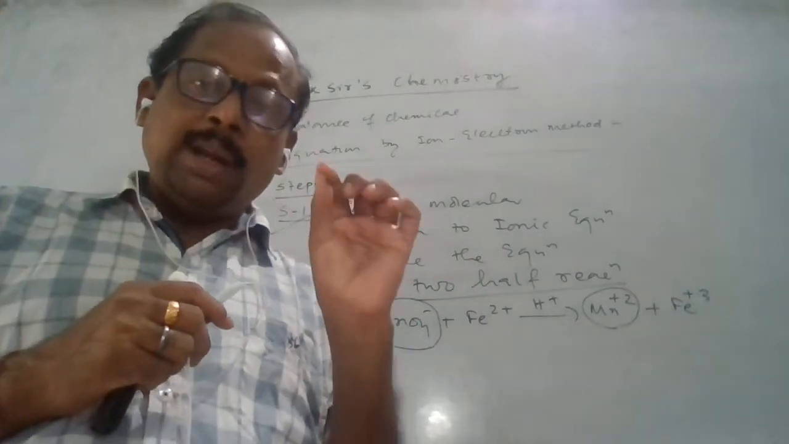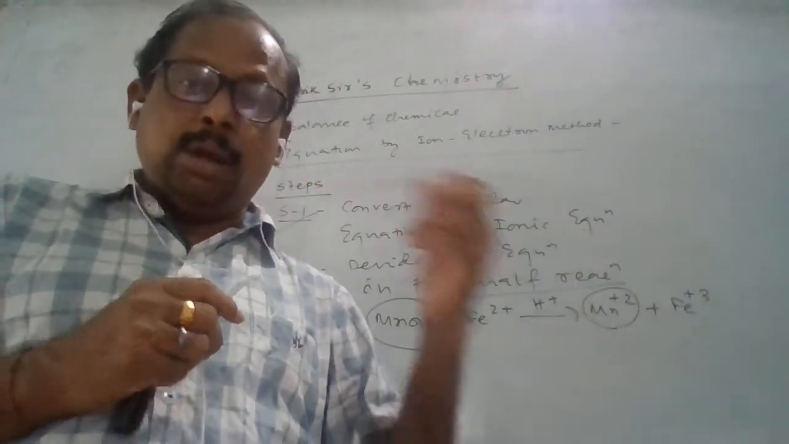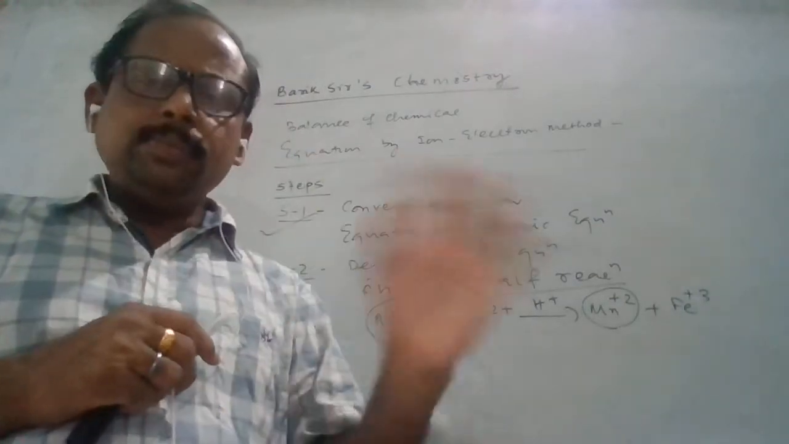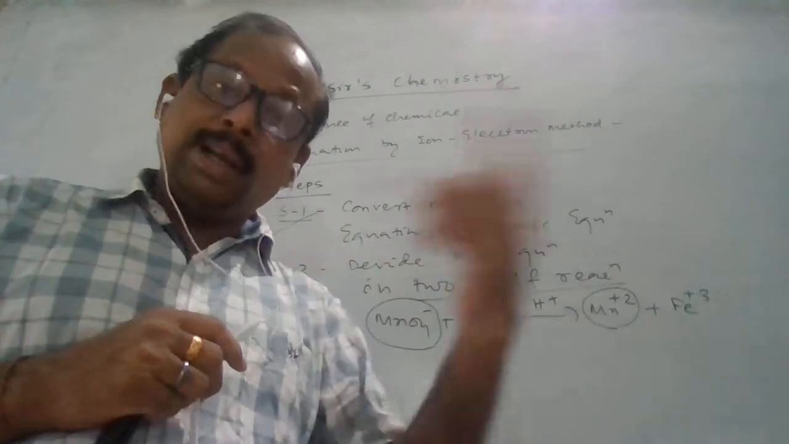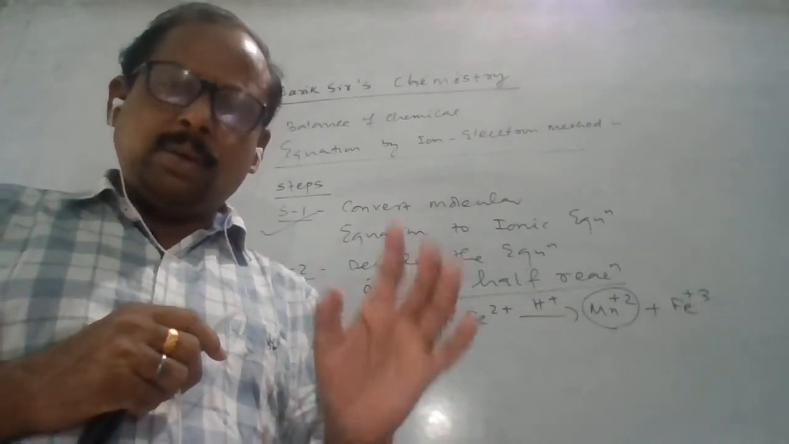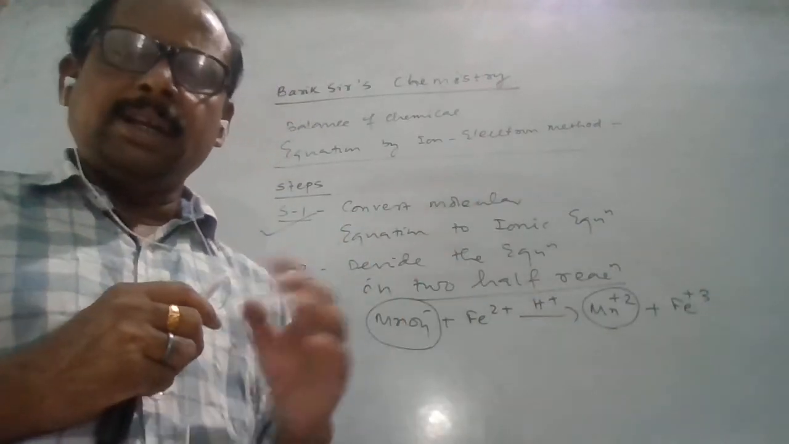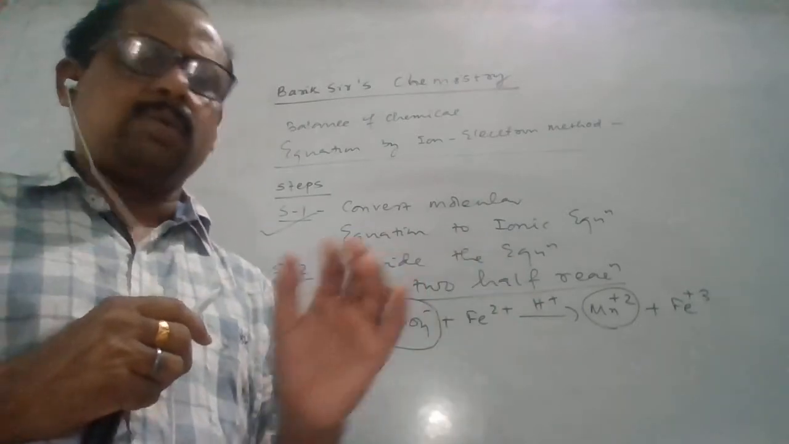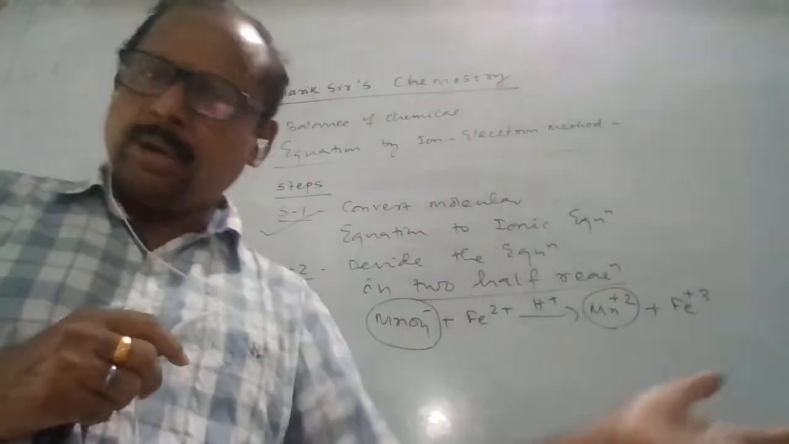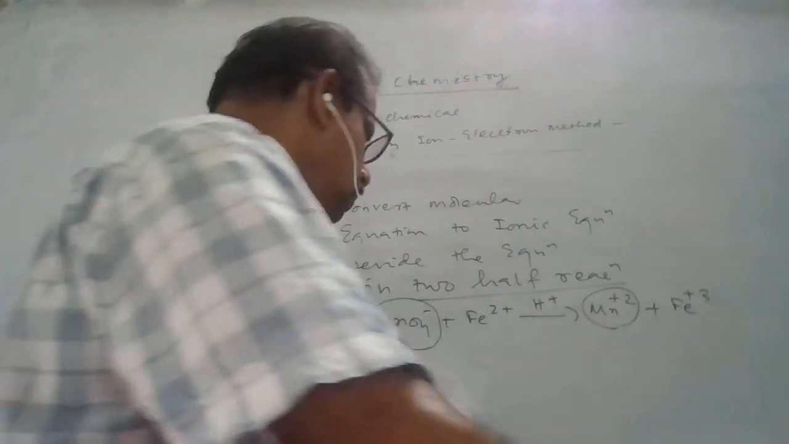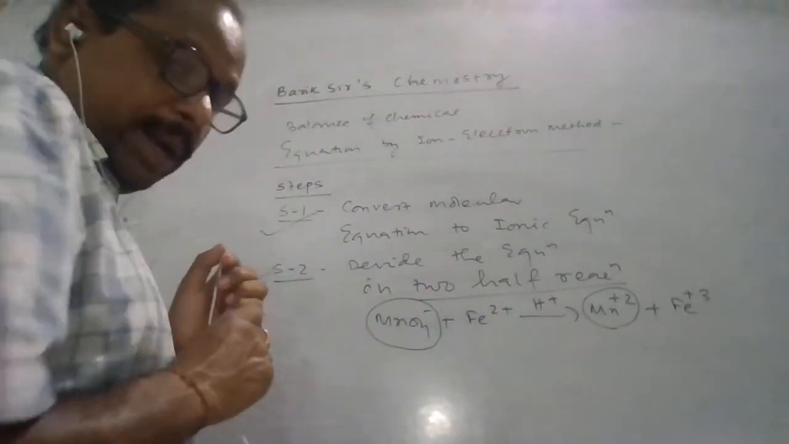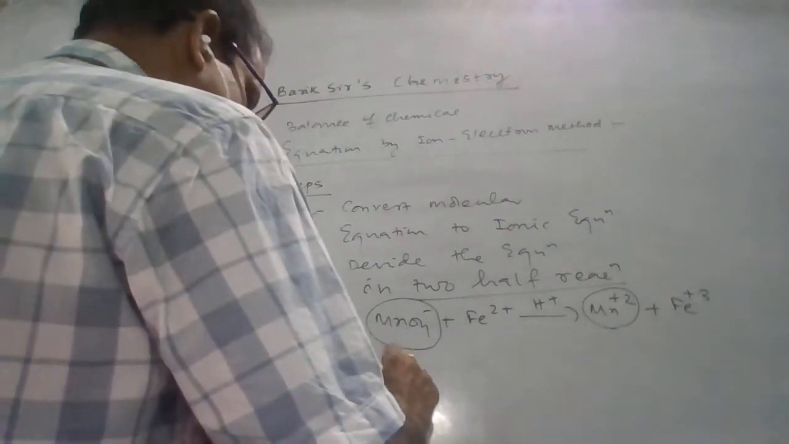Because we know one element can never convert to another element. There is no such method developed yet. Though through radioactivity it is possible, chemically it is not possible. Iron can never convert to manganese. Okay, so the first step is you have to divide the equation into two half reactions.